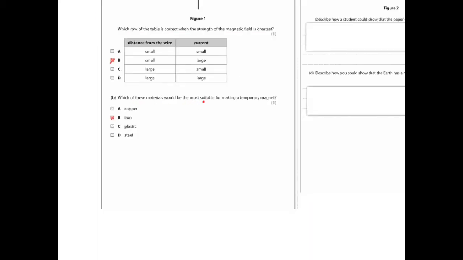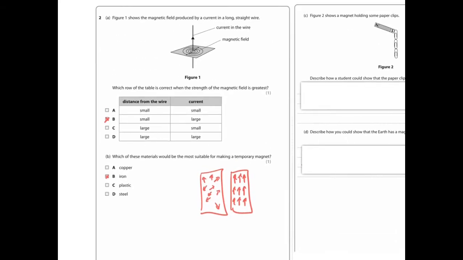Which of these materials would be most suitable for making a temporary magnet? Iron. You see, with iron you have basically particles in the iron which can move. So let's say this is an iron bar, particles which maybe we call domains, which may be facing in different directions, but you can magnetize these, and when you do, they all line up in one direction and it becomes a magnet.